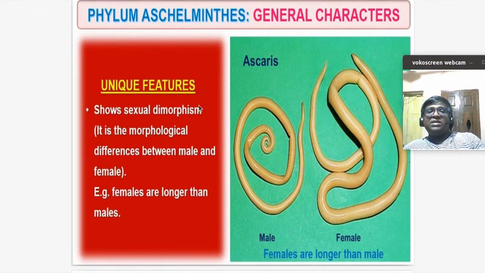Other unique features: they exhibit sexual dimorphism. They are unisexual, so male and female are separate. The male is smaller when compared to the female, which is longer and larger. So females are longer than the males in roundworms. That is, morphologically, you can differentiate between male and female. We call that sexual dimorphism. Males are smaller, females are longer and larger.